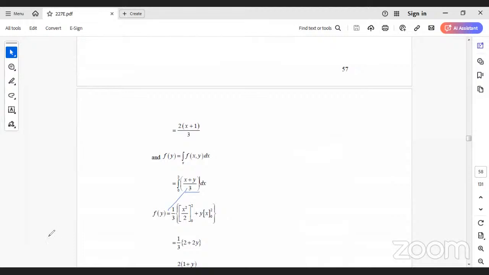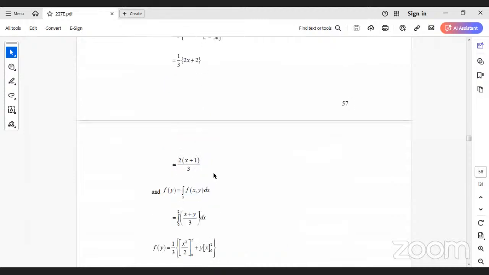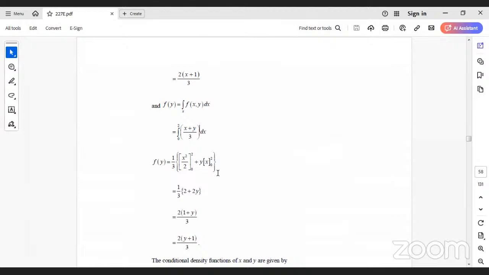So I am taking the common of this one. 1/3 (2 + 2y). So 2 I'm taking here, 2(1 + y)/3. Where 2x plus 1 by 3, 2, 1 plus y by 3.